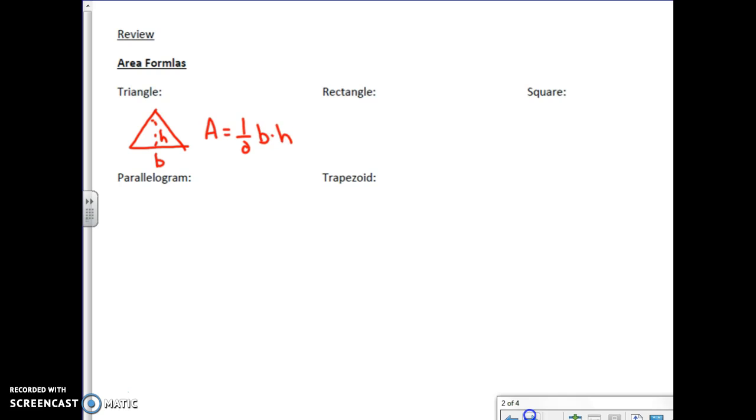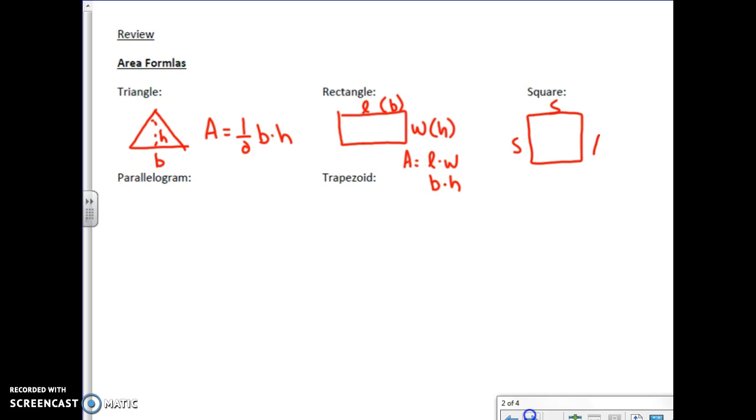When I look at a rectangle like this, it has a length and it has a width, or it has a base and it has a height. So all I have to do to find the area of my rectangle is think of it as length times width, or base times height. Same thing. A square is just like a rectangle, where all the sides are exactly the same, so the area of a square is side squared.